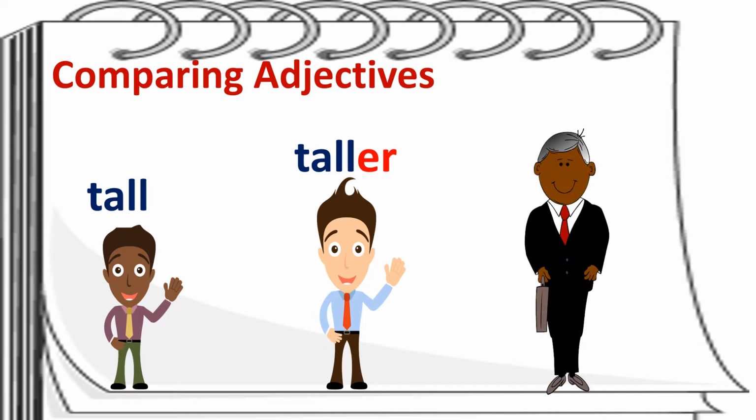Here now we have a man. So now we are going to compare three persons. Therefore, we can see the man is the tallest. So we have tall, taller, and tallest. We add er when we compare two persons or things. And we add est when we compare more than two persons or things.